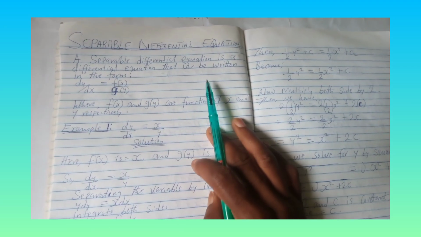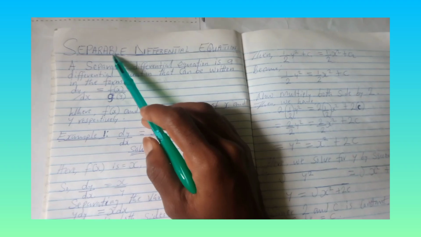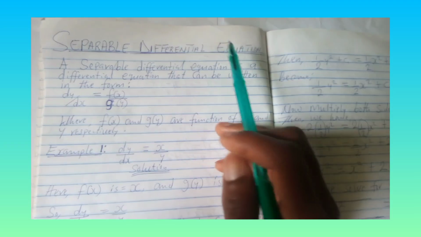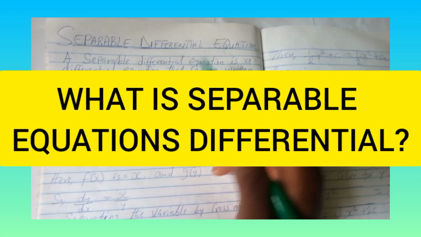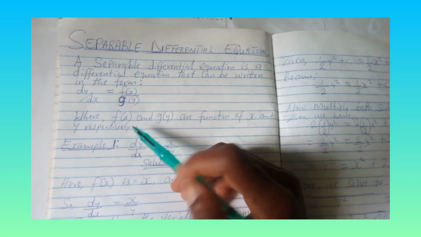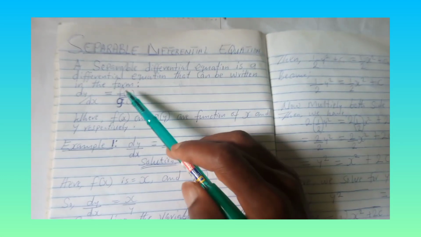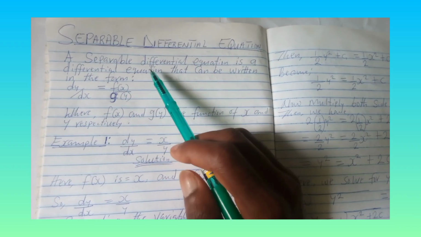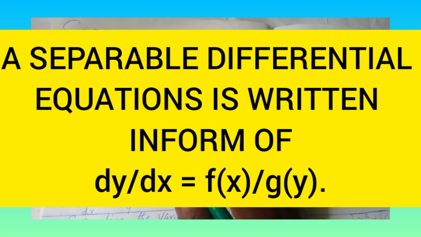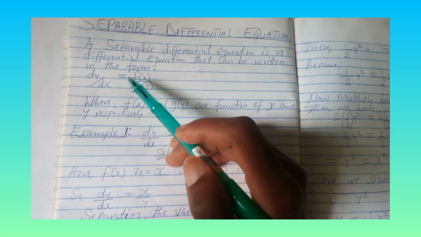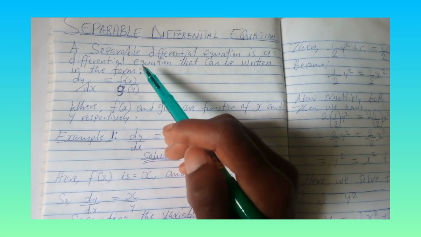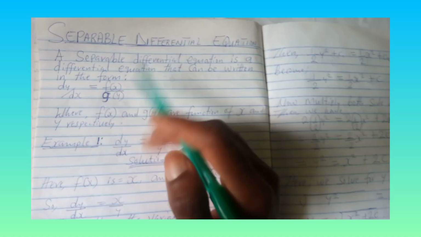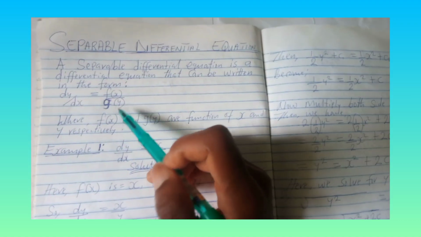Now, let's go straight to the point. Today, we are looking at separable differential equations. What is a separable differential equation? A separable differential equation is a differential equation that can be written in the form dy/dx = f(x)/g(y).